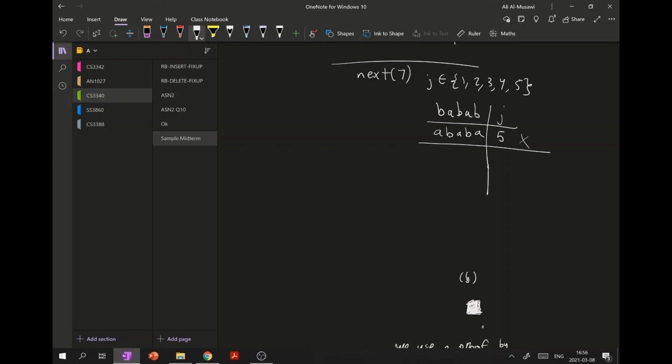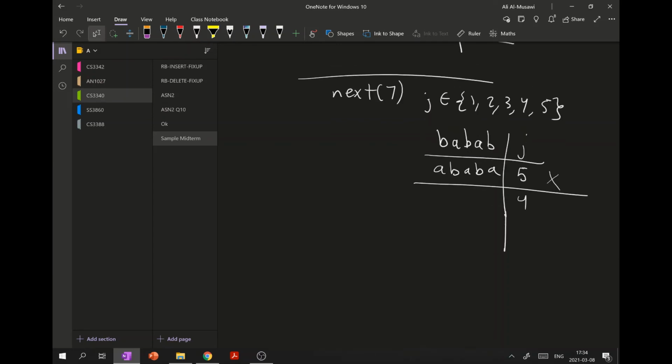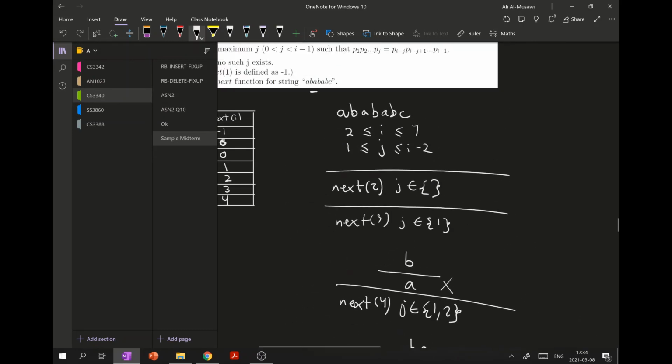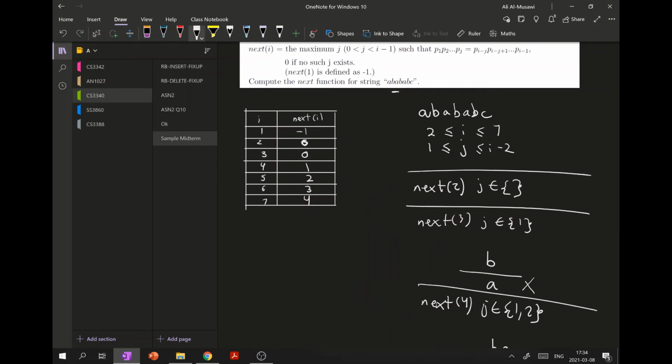Okay, next we move on to the smaller j, which is 4. For here, what you're going to do is take P1 up to Pj, so j is 4, so we have A, well, you have to also align it with the suffix, so that would be A, B, A, B, and we can see there is a match already, so that's good. So the answer is 4, and I've already filled in the table in here. So that completes the question.